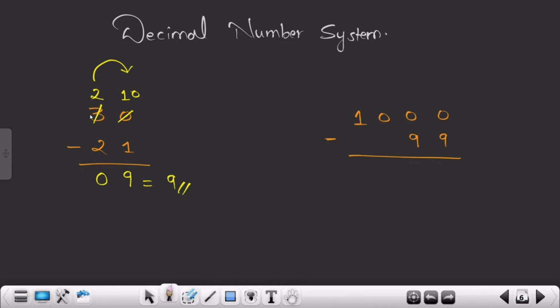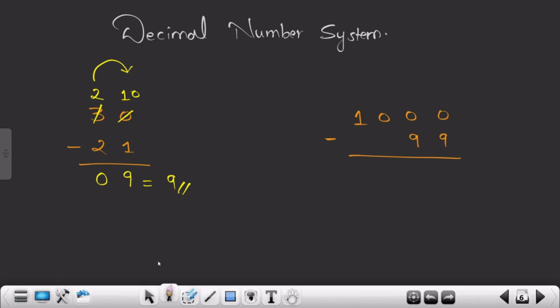So since it is getting reduced by 1, instead of 3, you are bound to write 2 over here. So what is 2 minus 2? 2 minus 2 is 0, and what is 10 minus 1? 10 minus 1 is 9. Okay, so this is how we used to perform subtraction in the decimal number system, right?